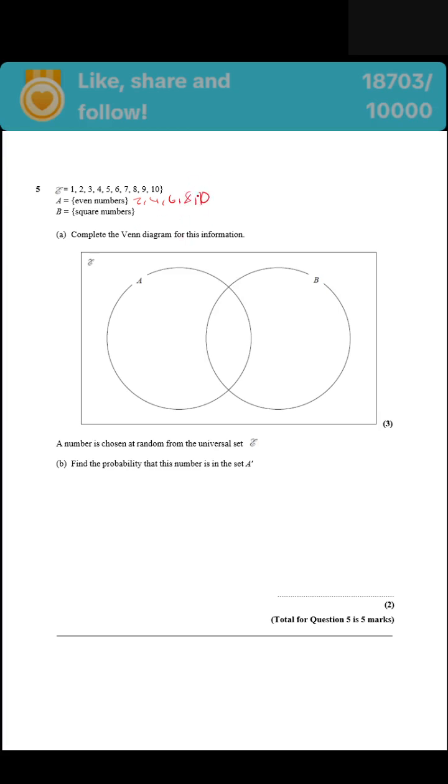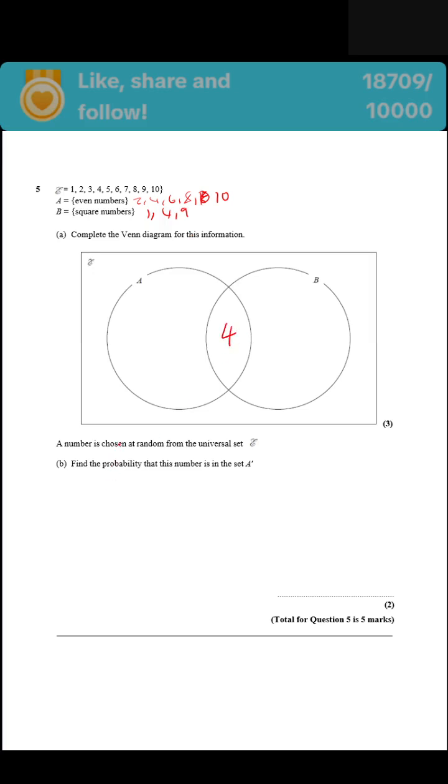And then, that's a dodgy 10, try again. And then for square numbers, we would have 1, 4, and 9. The centre part with the overlap is the numbers that appear in both of those lists. So I can see that a 4 appears in both of those lists. So 4 will go into the centre.